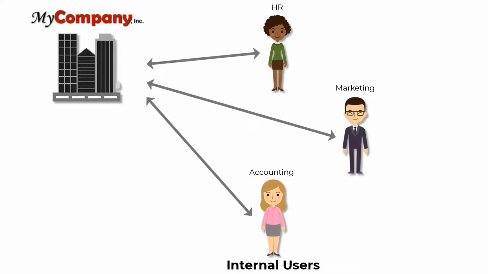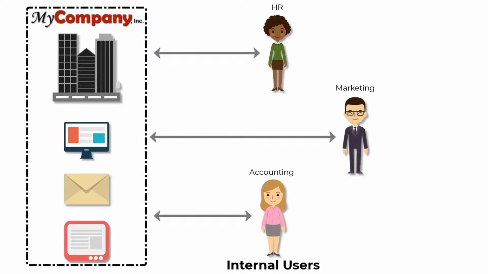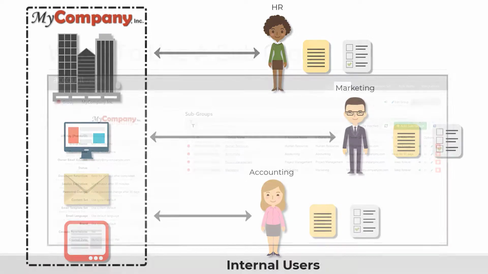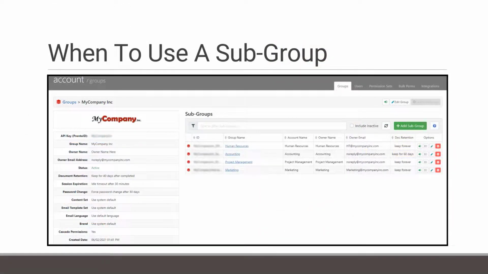These departments have some overlap, such as a logo, branding, email templates, content sets, and more that they would use across each department. They will also have some items that they will keep separately, such as particular workflows and web forms. They do not want employees from each department to have access to each other's department's transactions and work. These factors allow us to determine that each department should have their own subgroup under the My Company Inc. group.